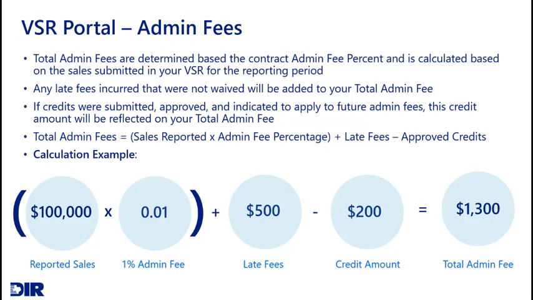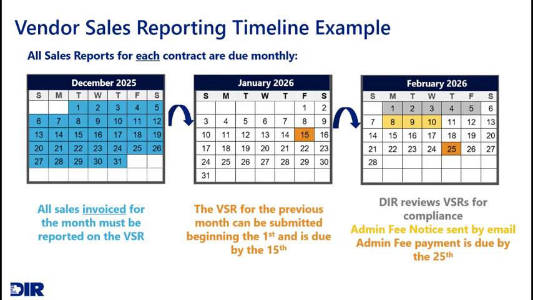The formula for total admin fees is the sales reported multiplied by the admin fee percentage, plus any late fees minus approved credits. For example, if your reported sales were $100,000, 1% admin fee, late fees of $500, and credits approved of $200, the calculation would be $100,000 multiplied by 1%, plus $500 minus $200, which equals a total admin fee of $1,300.